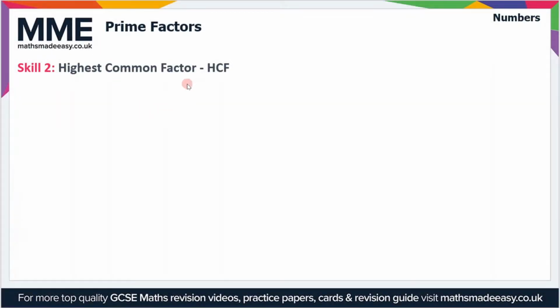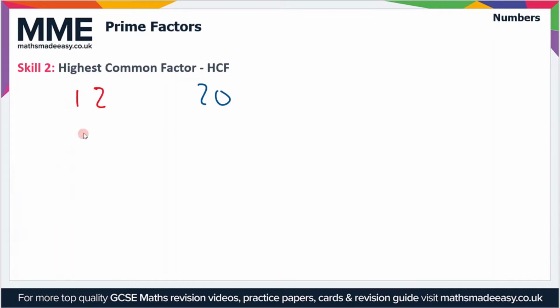So moving on then, let's have a look at another skill now, which is the highest common factor. So the highest common factor of two numbers, for instance 12 and 20, is the largest factor that both numbers have in common. So let's look at 12 first of all.